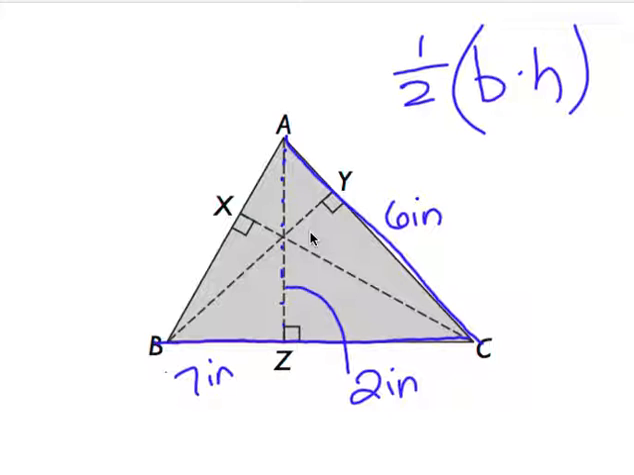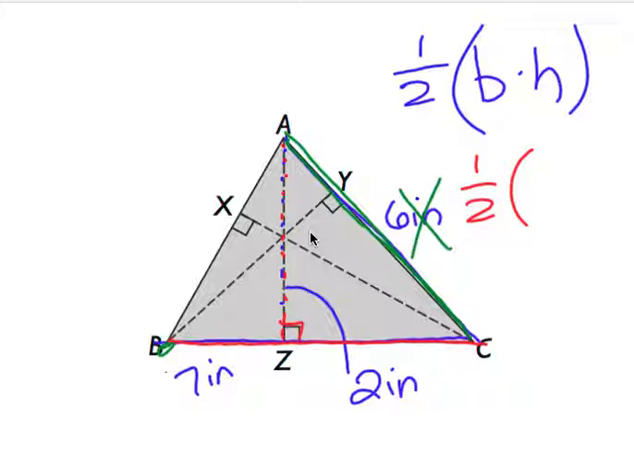In the case of side AC here, I don't have a height that works with this, because the height I would need is BY, and they didn't give that to me. So this 6 inches means nothing to me because I can't use it. However, they did tell me that BC is 7 inches long, and I see that I'm given the height that goes with BC because it's perpendicular, and it is 2 inches. So I can do that.